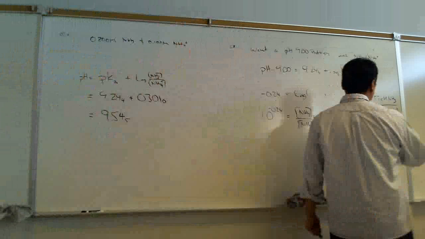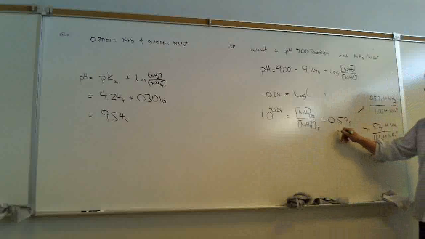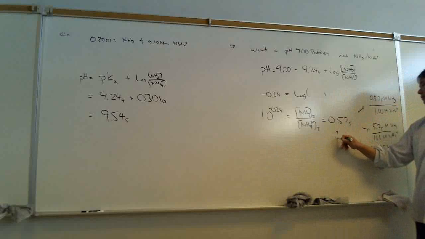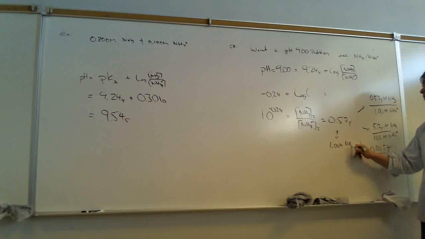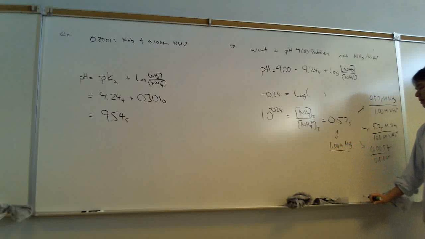We can also invert this. If we invert this, what does it come out to? Invert it. And so I want 1.00 molar ammonia on the top and what on the bottom?